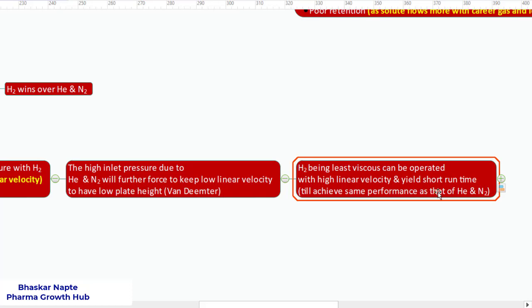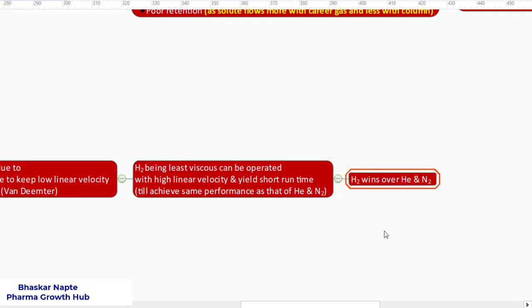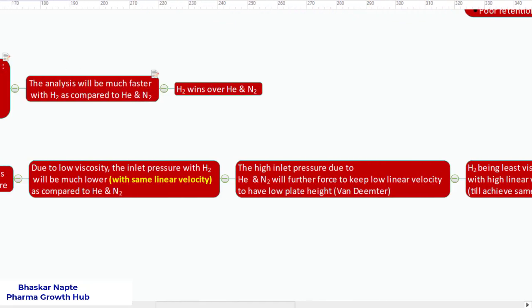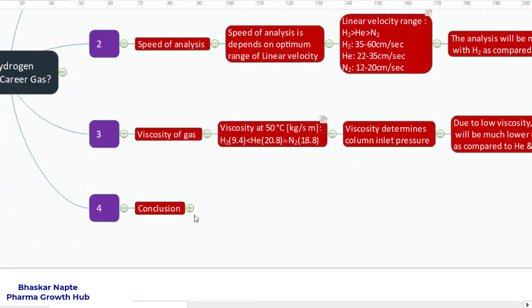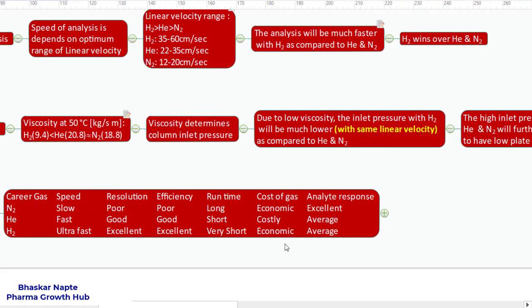And I'm sure that you still remember these three different chromatograms. Hydrogen can be operated with the higher linear velocity, which is not possible in case of helium and nitrogen. And as hydrogen can be operated with the higher linear velocity, it increases the speed of separation, right? And hence hydrogen wins again over helium and nitrogen. So what is the overall conclusion? Let me show you on the screen.